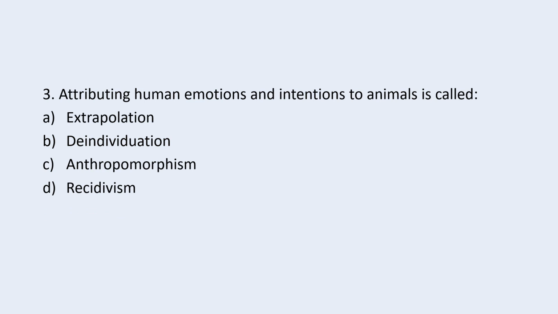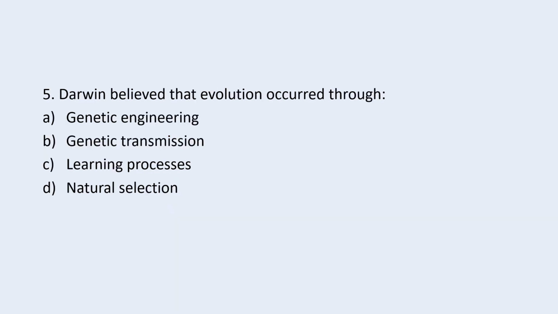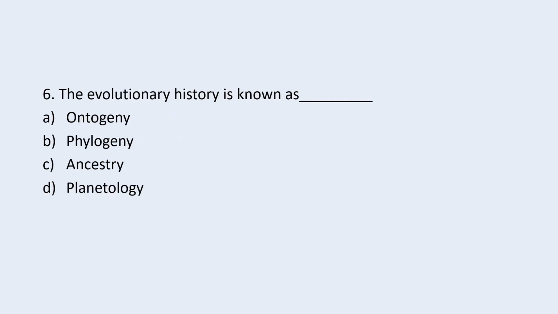3. Attributing human emotions and intentions to animals is called anthropomorphism. 4. Describing a dog's behavior as dominant is an example of describing behavior in terms of its environmental effects. 5. Darwin believed that evolution occurred through natural selection. 6. The evolutionary history is known as phylogeny.